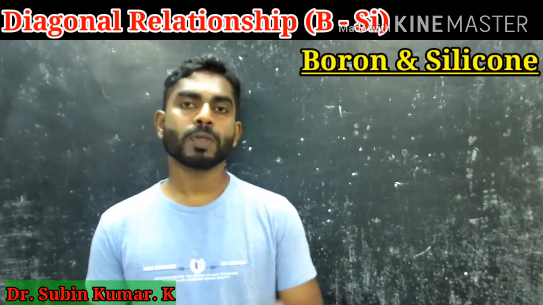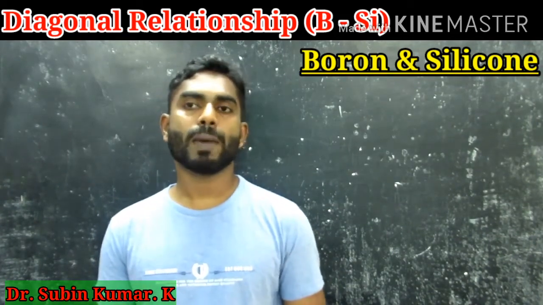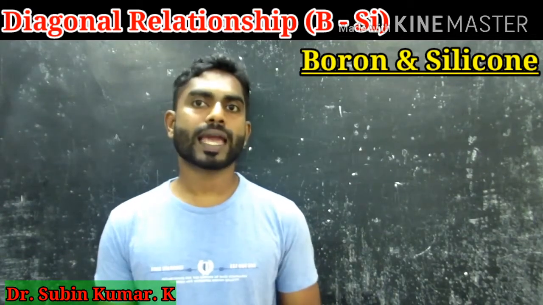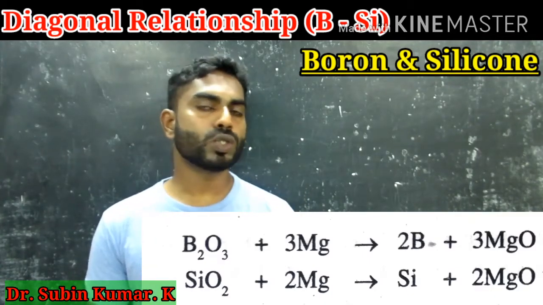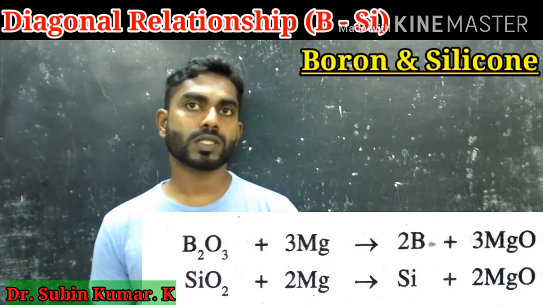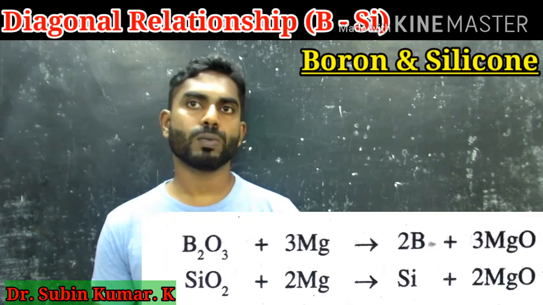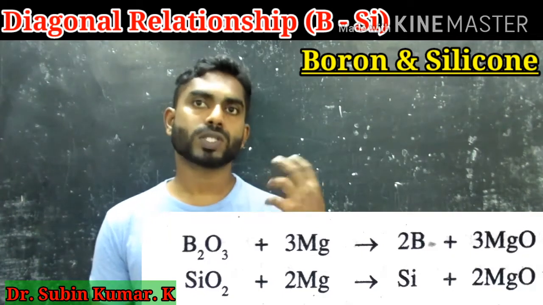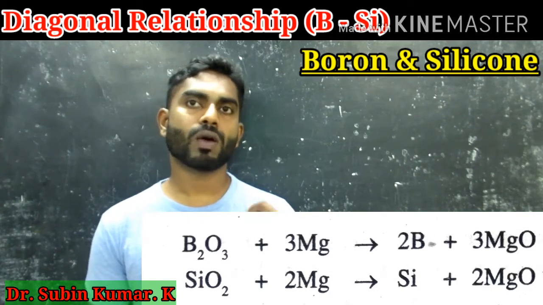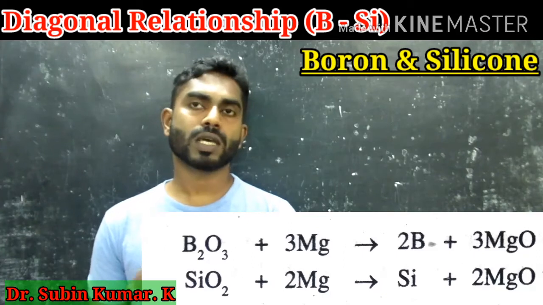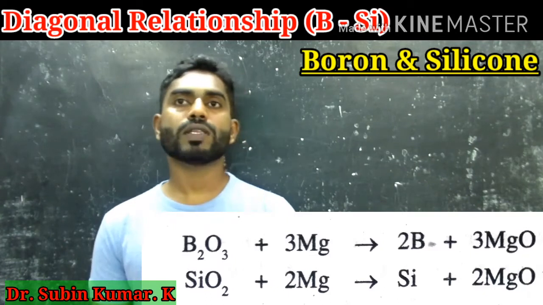Next property: both boron and silicon can be prepared by reducing their oxides with magnesium. The reaction is B2O3 plus 3Mg gives 2B plus 3MgO. That is boron preparation. Boron oxide and magnesium react to give boron. The next reaction: SiO2, silicon oxide, reacts with magnesium to give Si plus 2MgO. So silicon can be easily prepared by reacting with magnesium.